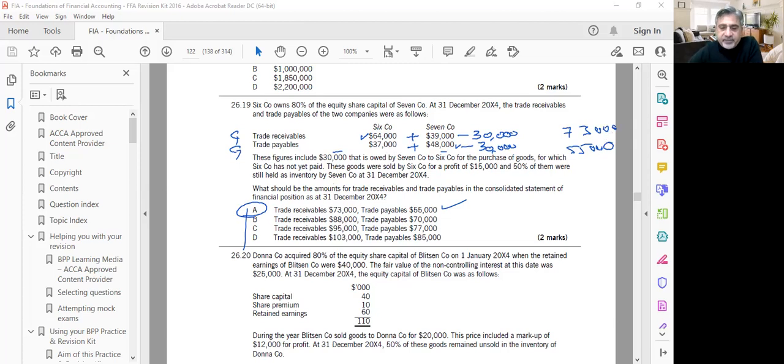So this is like the very basics of a few adjustments for statement of financial position. If you've got any questions, please ask me.